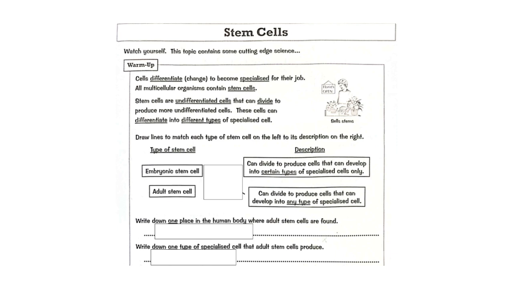Embryonic stem cells come from the embryo. They can divide to produce cells that can develop into any type of specialized cell. The adult stem cell, on the other hand, can divide to produce cells that can develop into certain types of specialized cells only, not all of them.